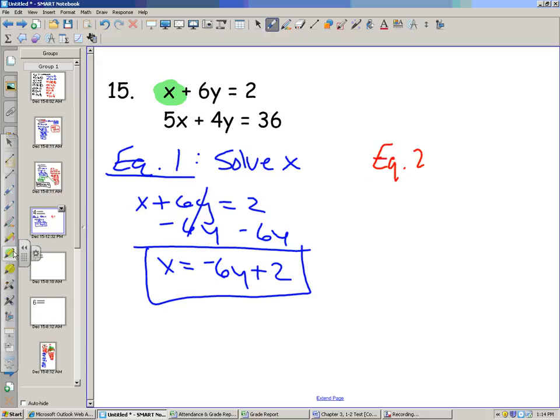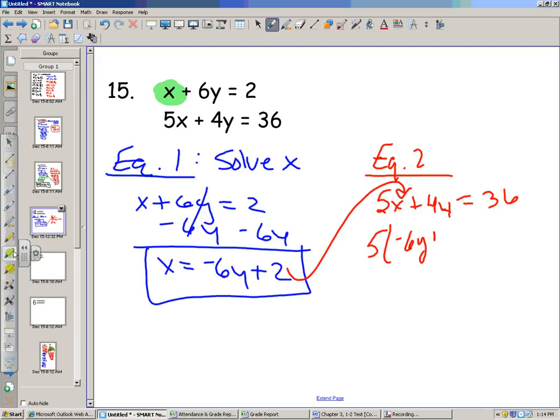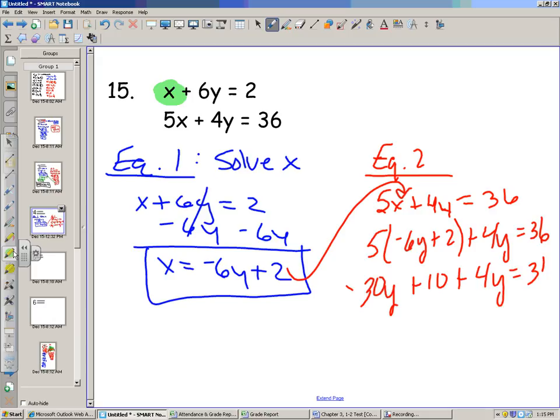Equation 2. What do? 5x plus 4y is equal to 36. In every place you see an x, what are you going to do? 5 times negative 6y plus 2 plus 4y is equal to 36. Distribute. Negative 30y plus 10 plus 4y is equal to 36. Negative 26y plus 10 is equal to 36.